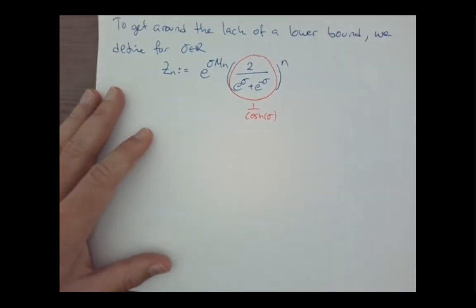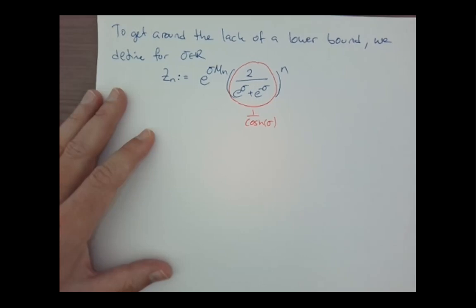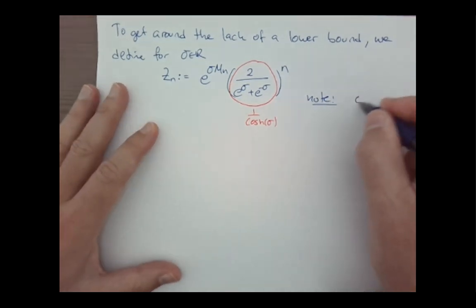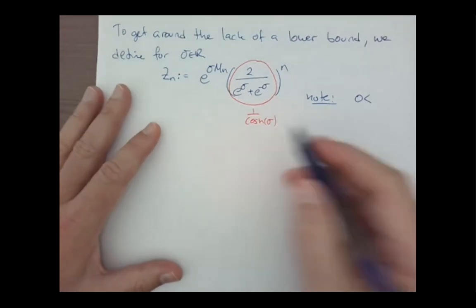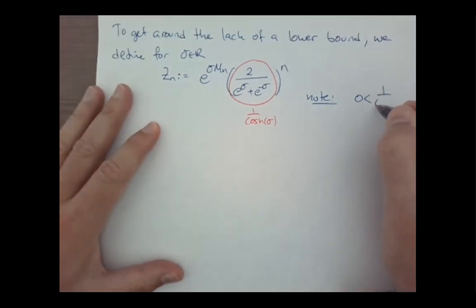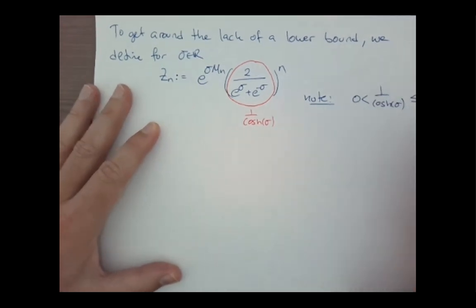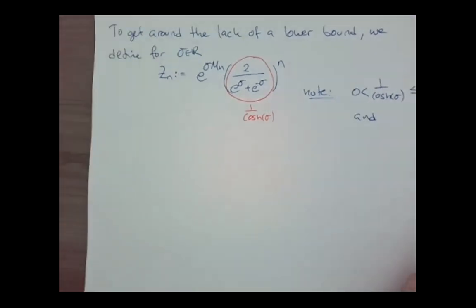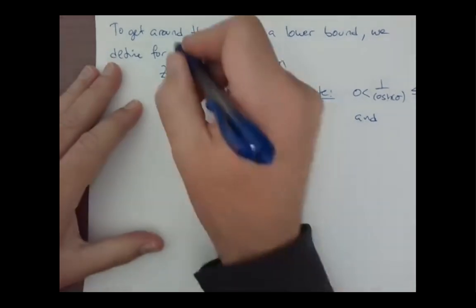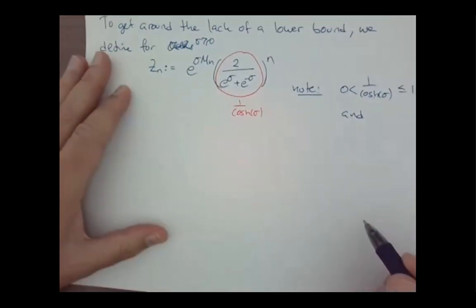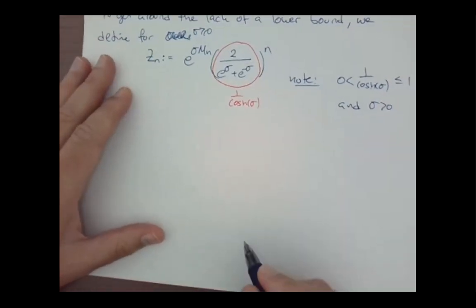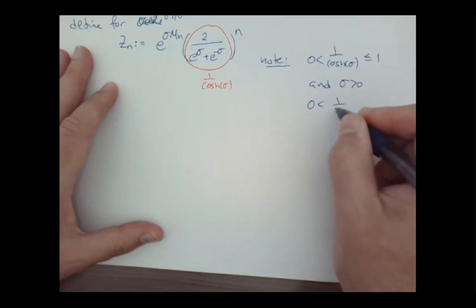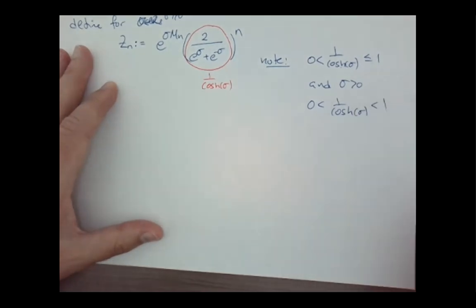And what's worth noticing is that cosine hyperbolic is positive, so 1 over cosine hyperbolic is less than or equal to 1. And let me just pick sigma to be bigger than or equal to 0. If I take a sigma that is strictly positive, then 1 over cosine hyperbolic will be strictly less than 1.